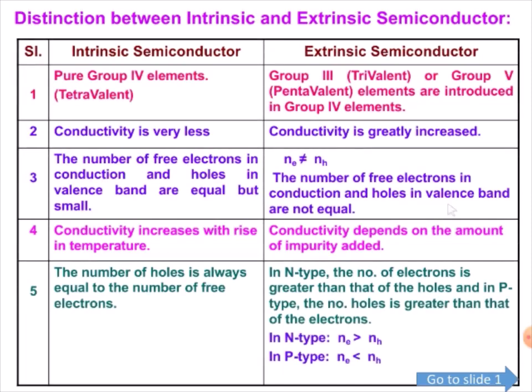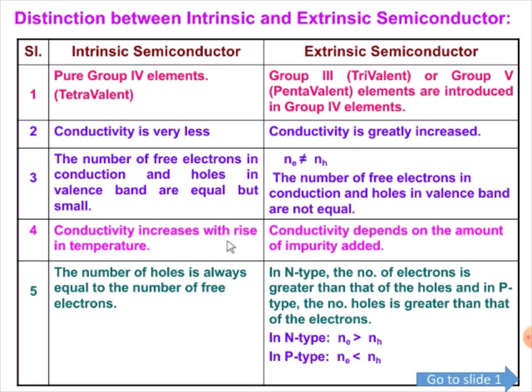Let's see the different properties of intrinsic and extrinsic semiconductors in brief. Intrinsic means a group 4 element. Extrinsic means it is doped with group 3 (trivalent) or pentavalent atoms into the intrinsic semiconductor. Conductivity is low in the case of intrinsic, whereas conductivity is greatly enhanced in the extrinsic semiconductor. The numbers of free electrons and holes in an intrinsic semiconductor are equal and small. The numbers of electrons and holes in extrinsic semiconductors are not the same.